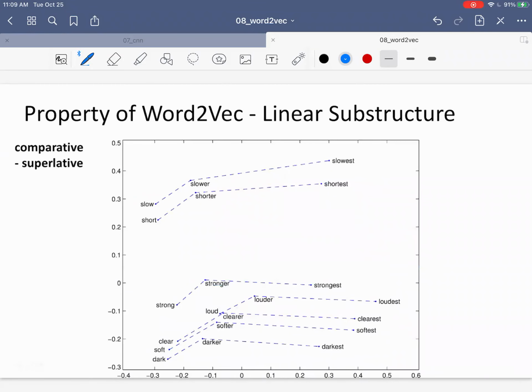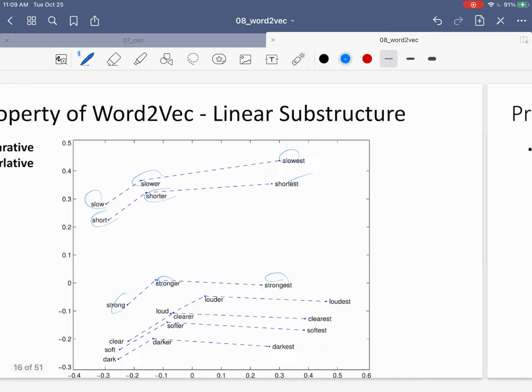One more example, comparative and superlative. 그러니까 이제 비교형이랑 이제 그 뭐라 그러죠? 그 최고형이라고 그러던가. 네, 하여튼 뭐 이제 그런 거죠. So slow, slower, slowest, short, shorter, shortest. So again, very, very similar difference vectors between different words and different examples.